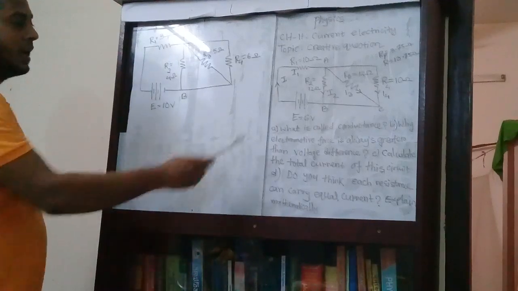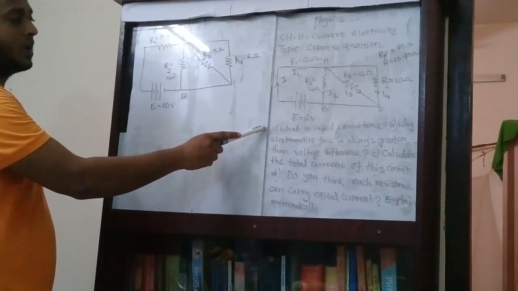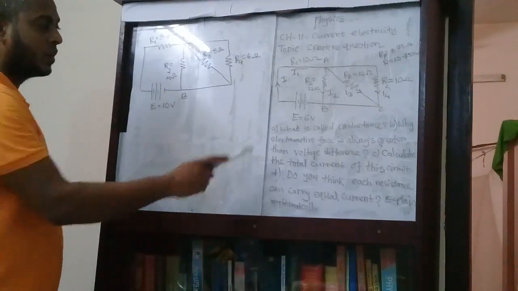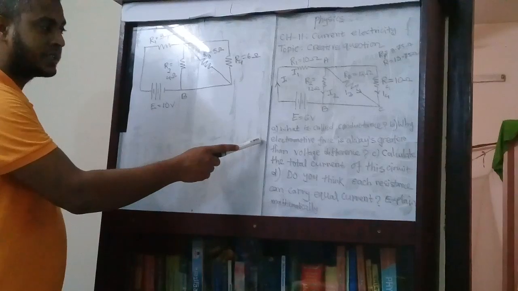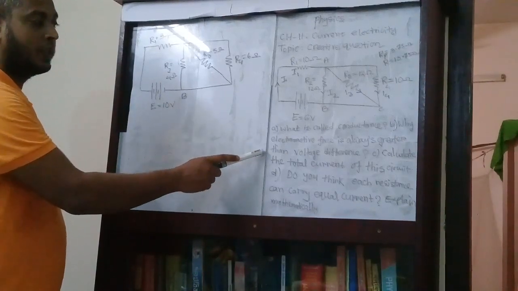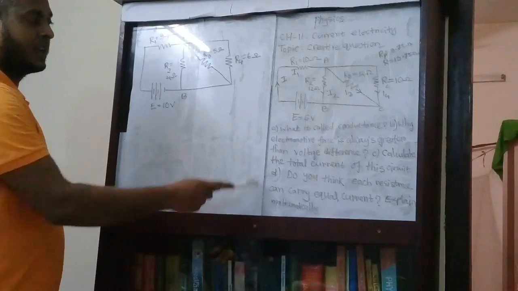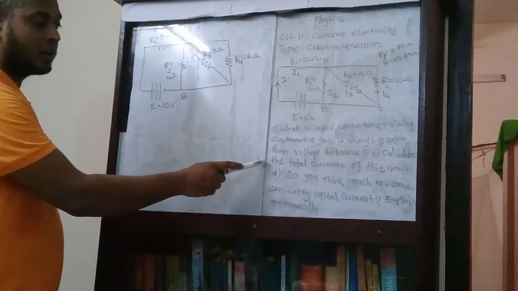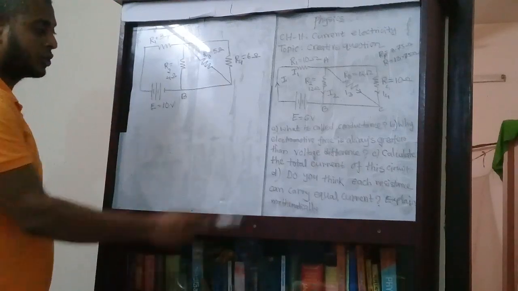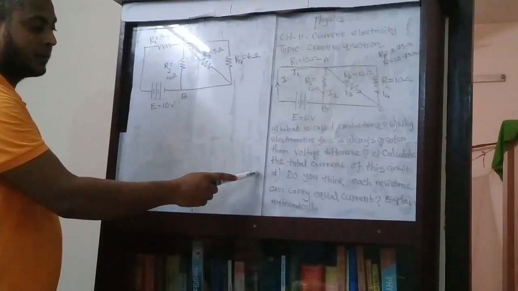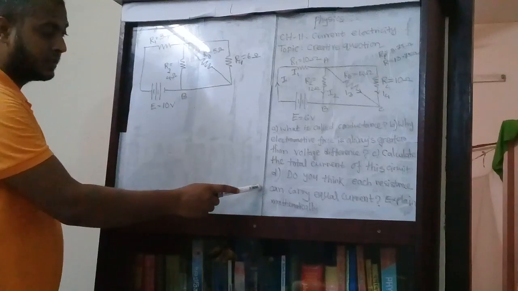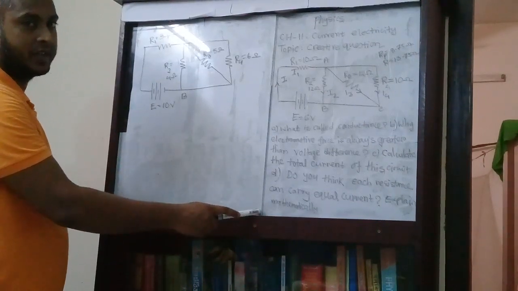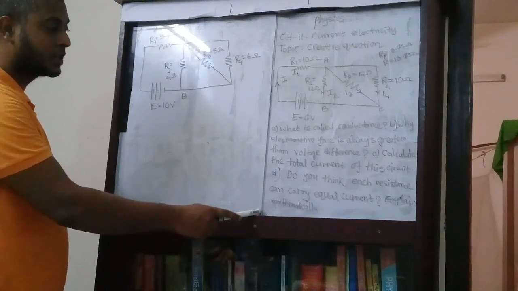You see here, question number A, what is called conductance. Question number B, why is electromotive force always greater than the voltage difference. Question number C, calculate the total current of the circuit. Question number D, do you think each resistance can carry equal current? Explain mathematically. So you are going to solve these questions at your home.